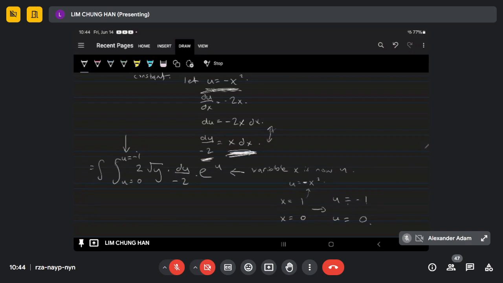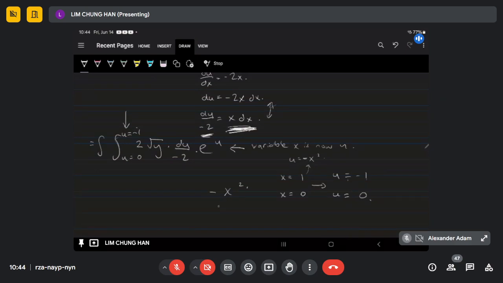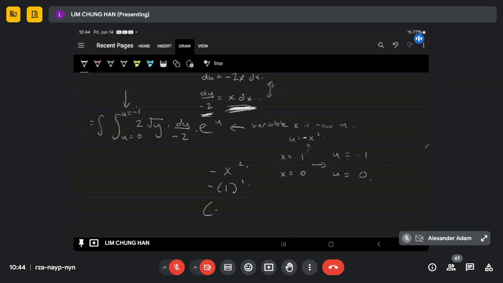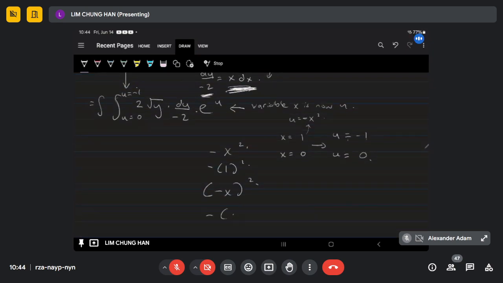Sorry, doctor, but isn't negative 1 squared equal to 1? No. It's negative x squared. So it's negative 1 squared, like that. It's not this. It's this. Oh, okay.